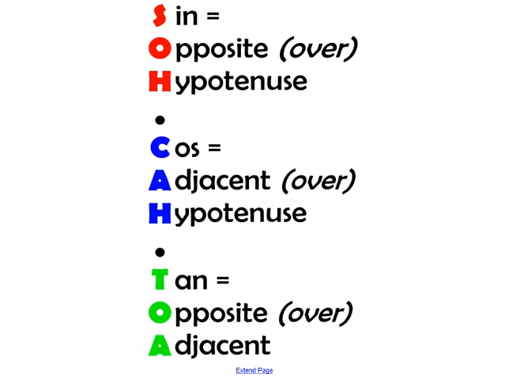So if you remember this, the sine of a given angle is going to be equal to the opposite over the hypotenuse. And those are the side lengths. And then we'll have the cosine of an angle is equal to the adjacent over the hypotenuse. And then lastly, you have the tangent of an angle is equal to the opposite side over the adjacent side. So if you remember SOH CAH TOA, this is going to help you a lot.